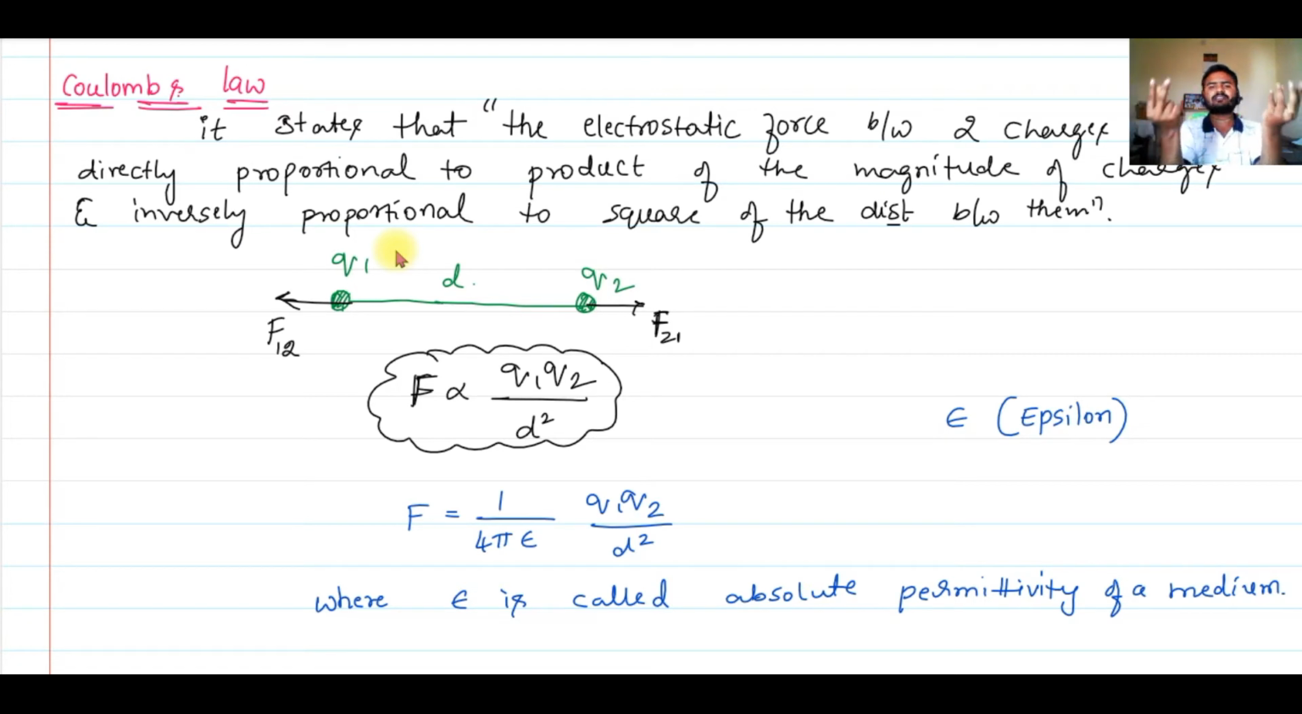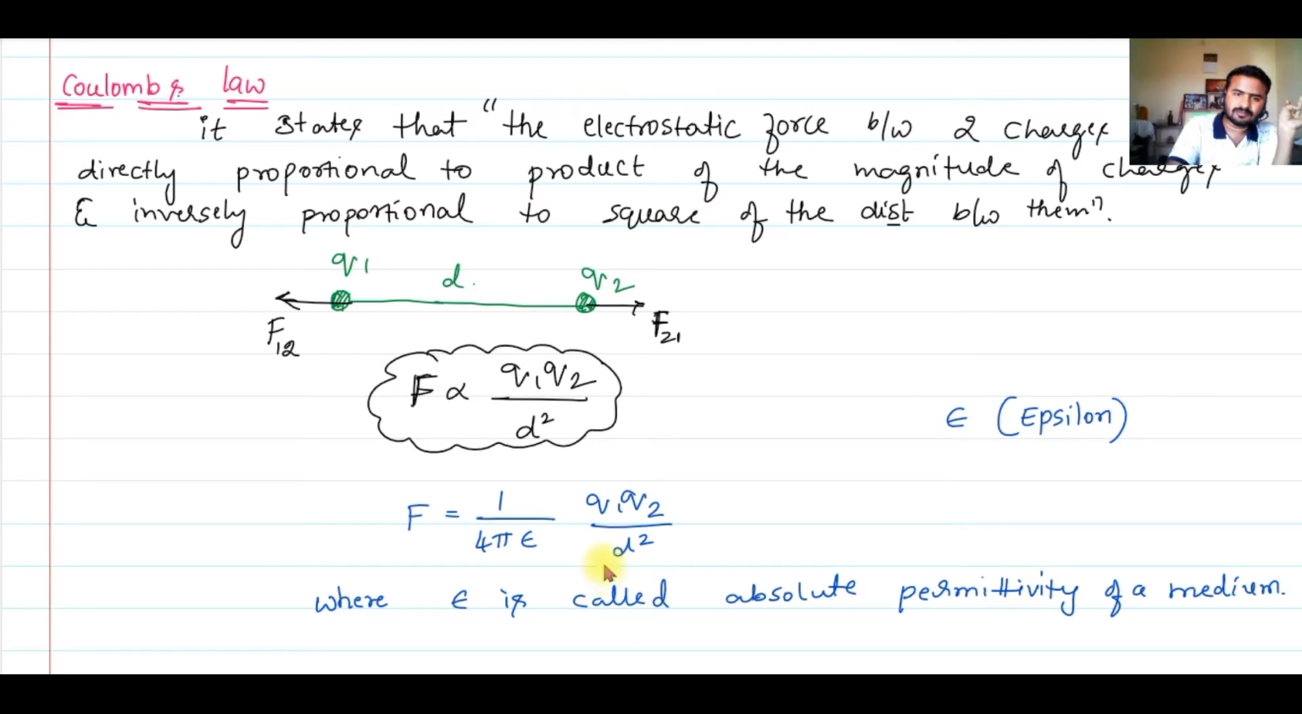If you keep two charges in air medium, then the interactional force between them, that is the electrostatic force between them, will be high. If you keep the same two charges in some other medium, then the electrostatic force between them will get altered. It depends on the medium that is present in between them. So the property that says how much the force between two charges is going to be is nothing but this permittivity of a medium.